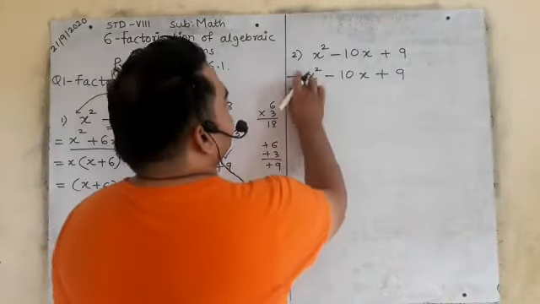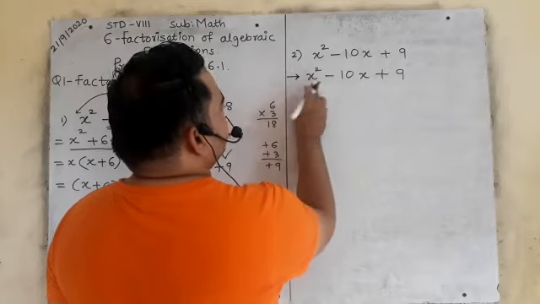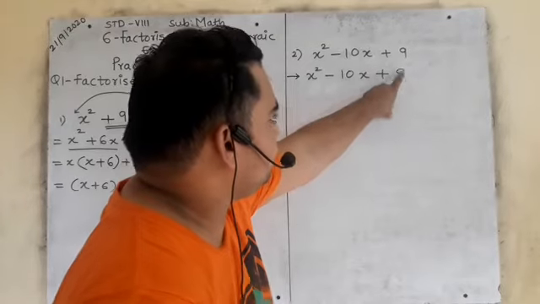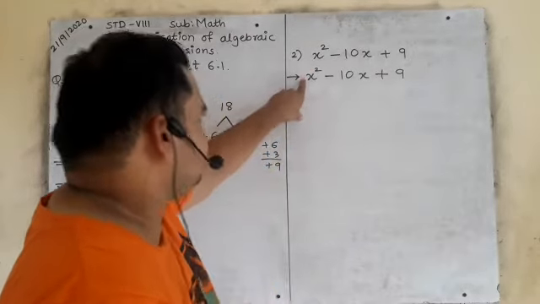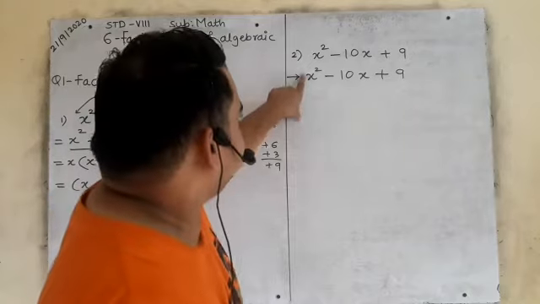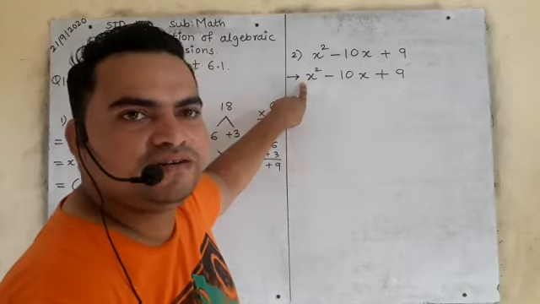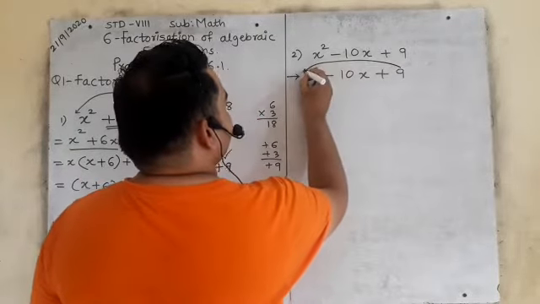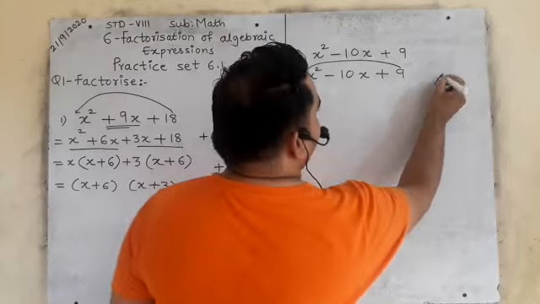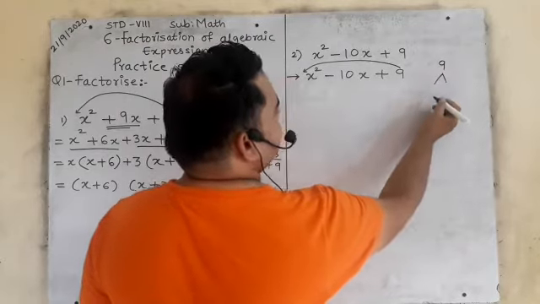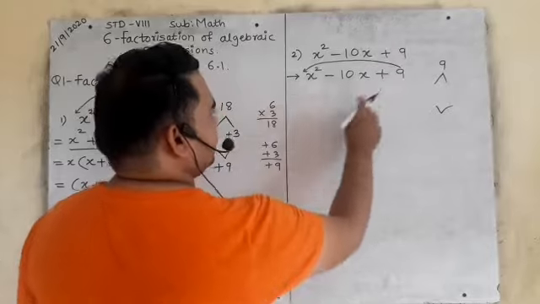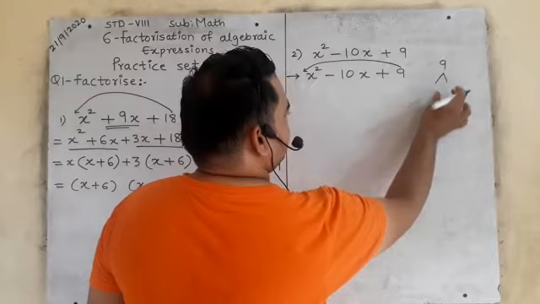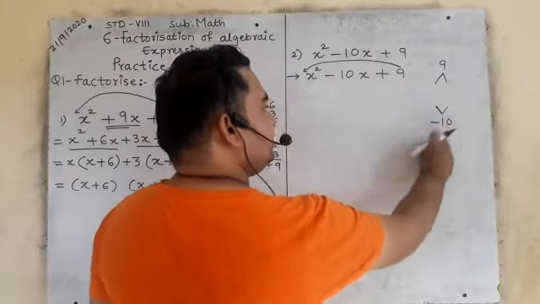Now see, as I have said, what is our first step? We have to multiply the constant term, the third term, to the coefficient of the first square term. What is the coefficient here? Nothing. It means it is 1. So you will multiply this 9 to the coefficient, which is 1. So you will say 9 ones are 9. Then what is the middle term? Minus 10 should be your sum. We have to find the two factors whose sum should be minus 10.